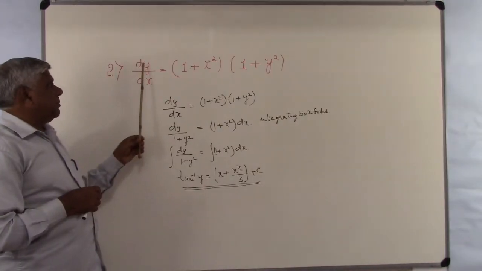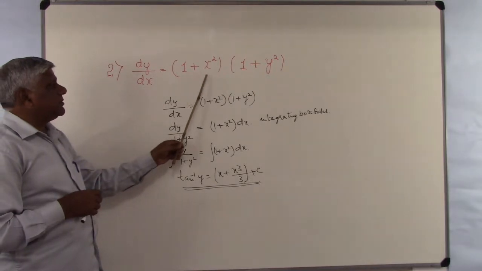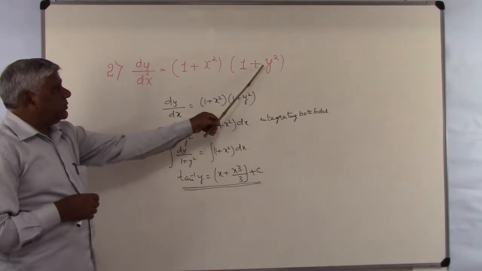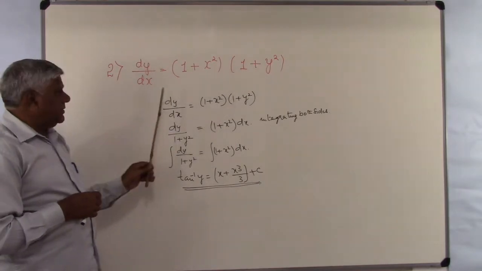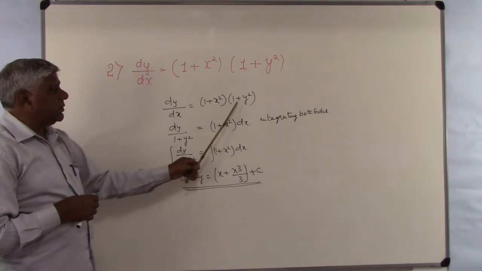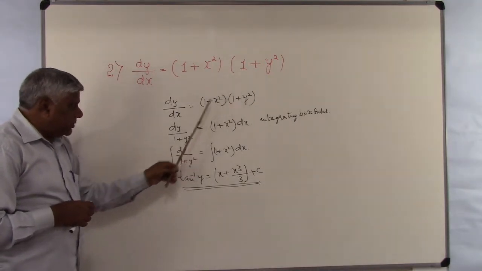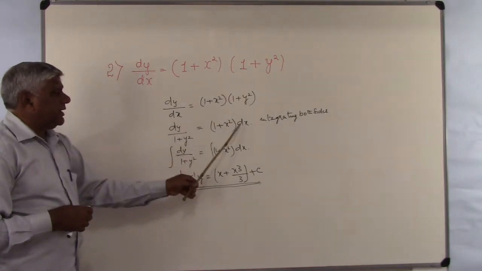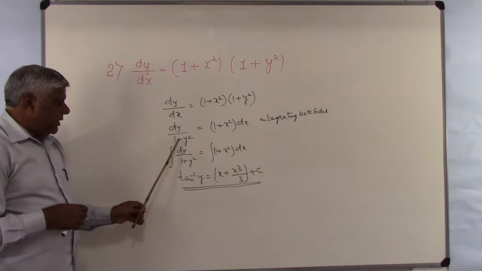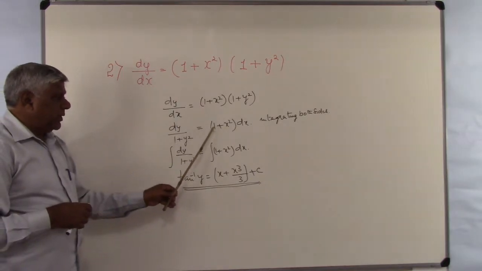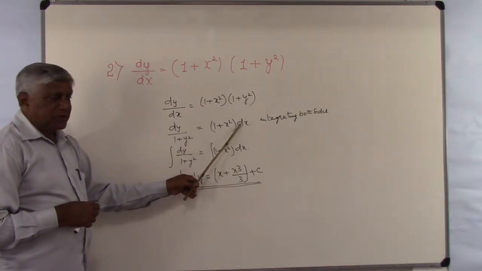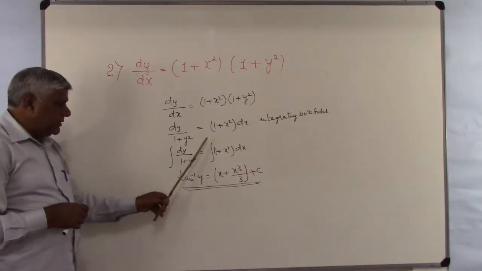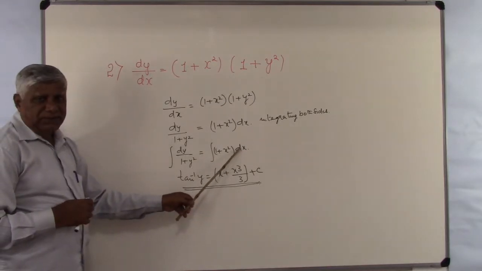Now we will see the second problem. dy by dx is equal to 1 plus x square into 1 plus y square. See, this y and 1 plus y square we are grouping. That is dy by dx is equal to 1 plus x square, 1 plus y square. This 1 plus y square I am bringing down, and this dx I am putting here. Therefore dy by 1 plus y square is equal to 1 plus x square into dx. So we are integrating both sides. Integral dy by 1 plus y square is equal to integral 1 plus x square into dx.